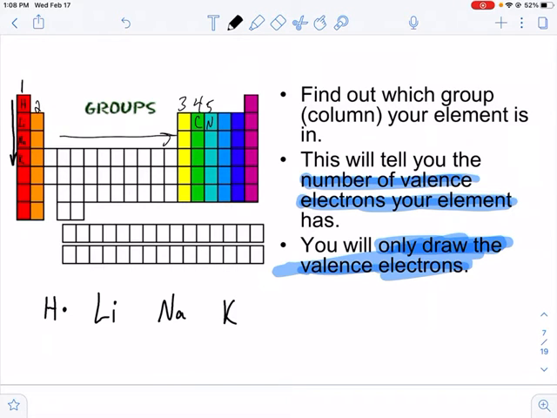All I do, because we know that the outer level electrons are based on the group that it's in, is this: to write a valence dot structure, an electron dot diagram, you just put 1 dot next to all of them. They all have the exact same valence electrons, so they're all going to have the same dot structure. The only difference is that the chemical symbol changes.